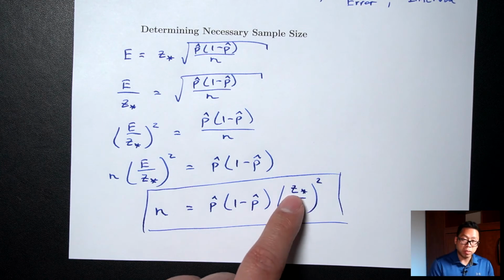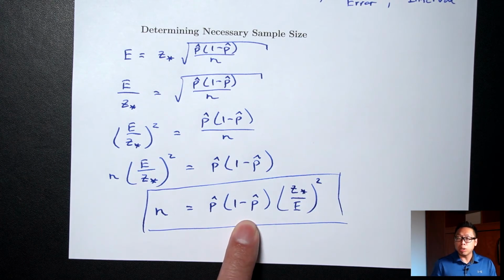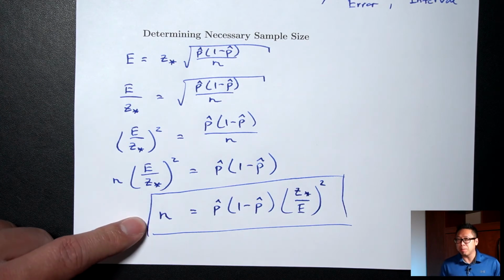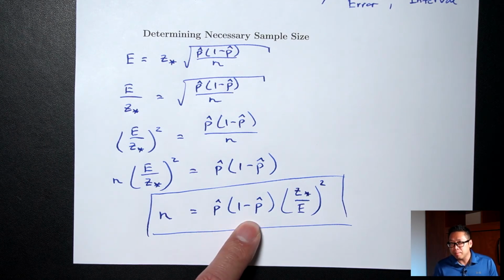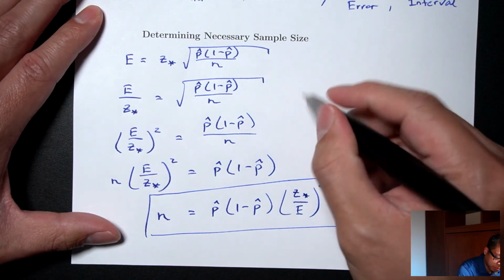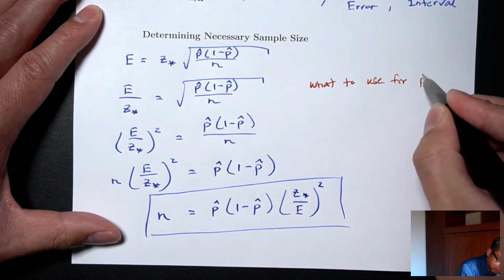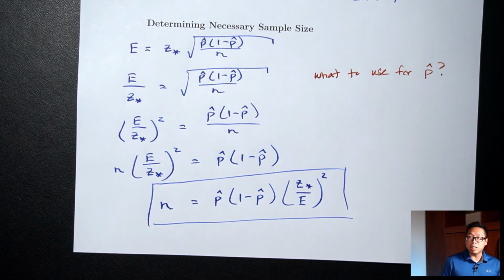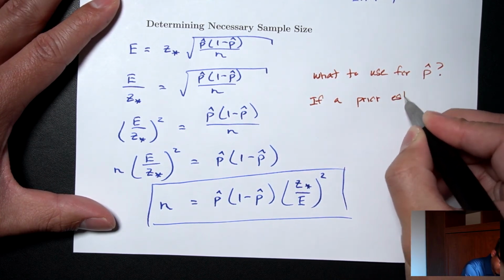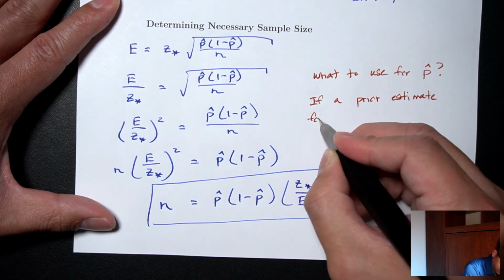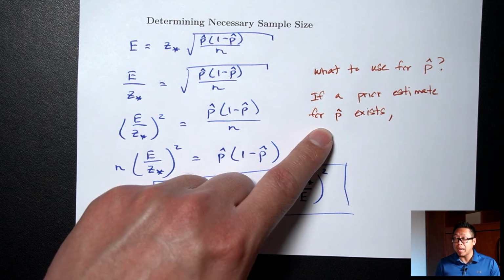So in this formula, z star has to do with the confidence level, e is the margin of error, p hat, what's p hat? P hat is the proportion you get from the sample. But remember, we're looking for a sample size because we're in the planning stages of the study. So we don't have a sample yet. So if we don't have a sample yet, what do you use for p hat? Well, if a prior estimate for p hat exists, so if someone else has done the study already and they have an estimate for p hat, we're going to use it.